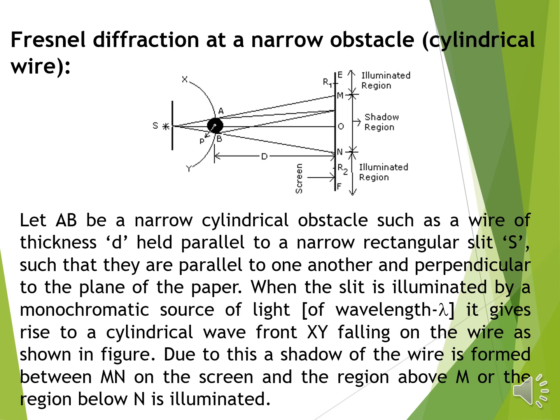and the region above M, or the region below N, is illuminated. Now that's the difference. Now look at the screen. Above M it is illuminated, below N it is illuminated. But we have the diffraction pattern in between M and N, that is the shadow region.